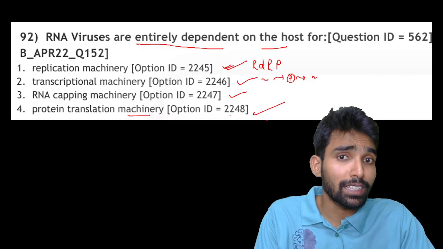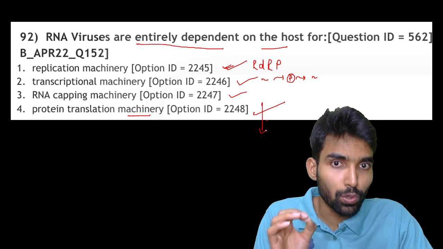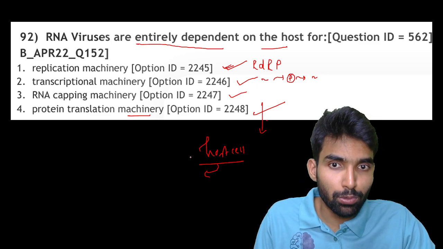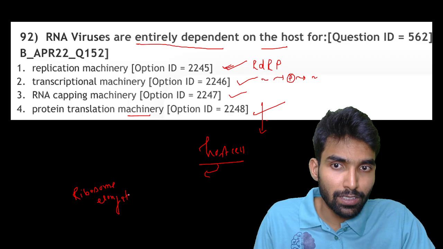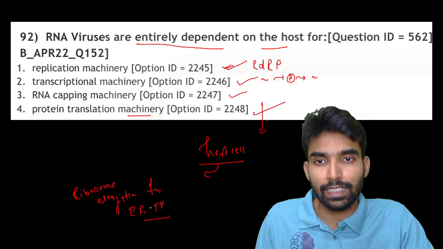I am telling you multiple times, for protein translation the virus must be dependent on the host cell, right? Host cell ribosome, elongation factor, initiation factor, and termination factor. All these things they need.